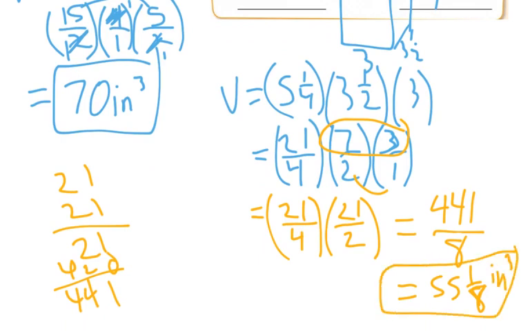So in a nutshell, that's how we find the volume of a rectangular prism. We just realized that we have to multiply all those three dimensions together, and that's it.